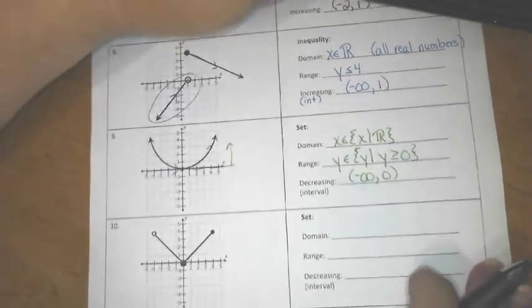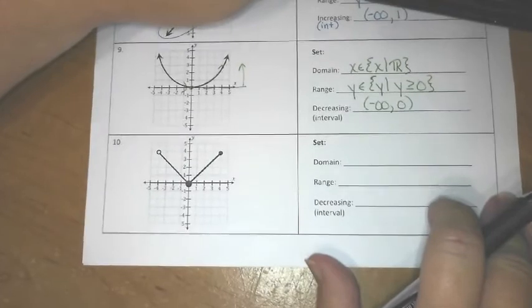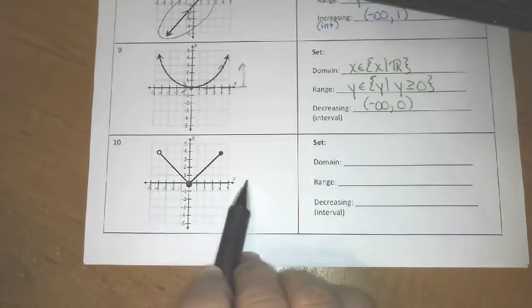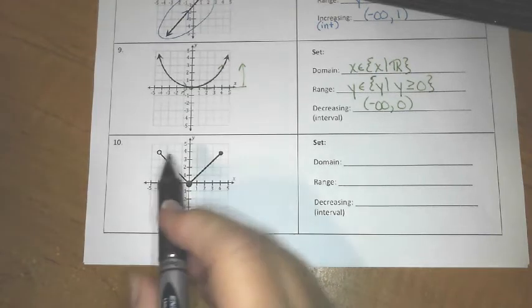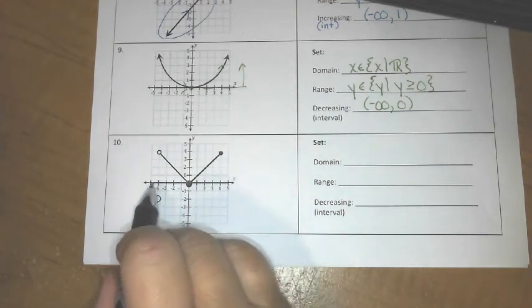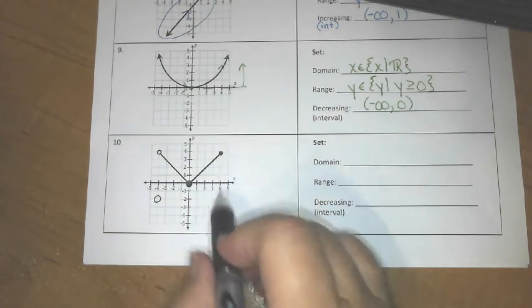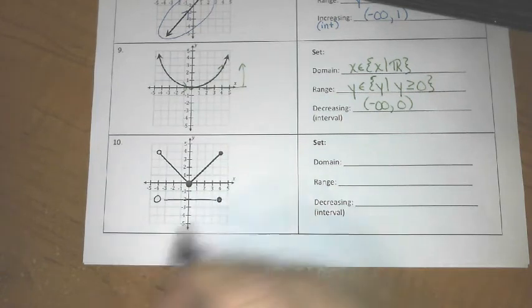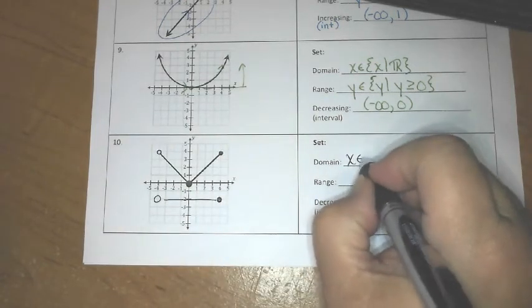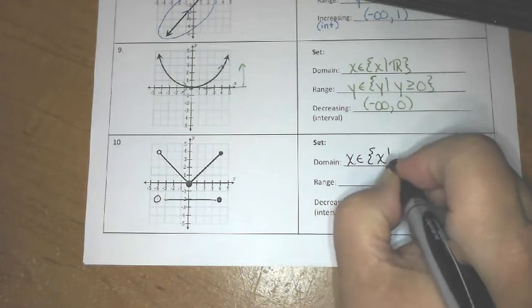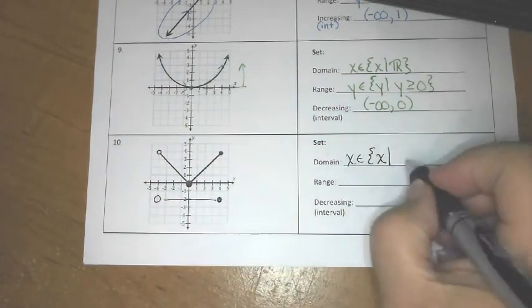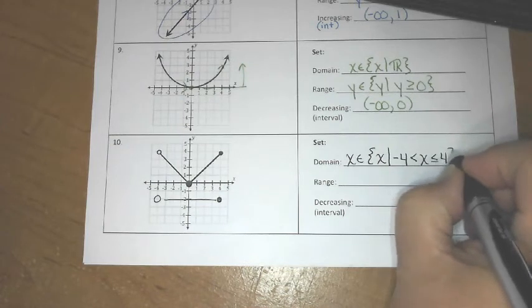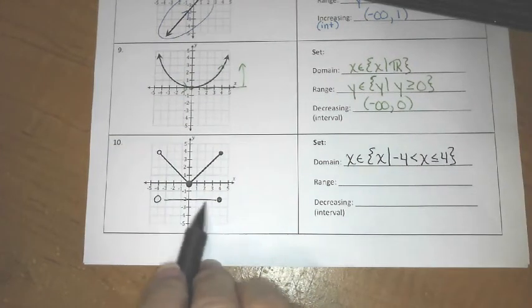All right, one more. This one's also practicing set notation. Our domain, if I'm going from left to right, notice -4 has an open circle, and then everything gets covered until I get to 4 with a closed circle. So x is a member of the set of all x's such that -4 is less than x is less than or equal to 4. That's what this represents.